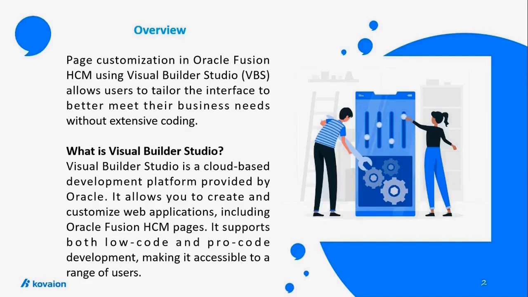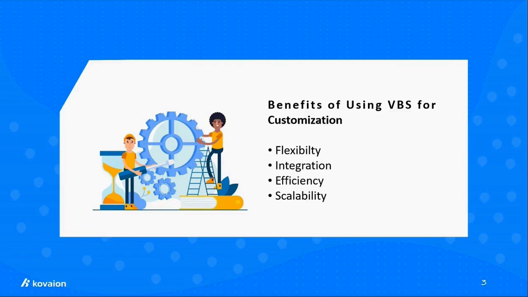Now, let's see about benefits. Redwood Visual Builder Studio offers a drag-and-drop interface that simplifies the creation of user interfaces. You can easily add components, arrange them, and customize their properties. The tool integrates seamlessly with Oracle Fusion HCM, allowing you to extend existing functionalities and create new ones that work within the same ecosystem. These components are designed to be responsive and user-friendly, ensuring a consistent user experience across different devices. The modular design approach ensures that you can easily update and expand your applications as your business needs. Now, I will show you the demo.